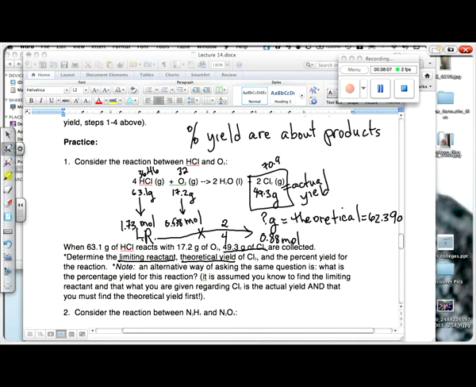At any point, if you don't understand how I got the numbers, stop the video, try it yourself, okay? Back up, go through it again, all right, to make sure that you understand where all of the numbers come from, all right? So percentage yield is actual over theoretical times 100. So 49.3 over 62.39 times 100, and that's our percentage yield.